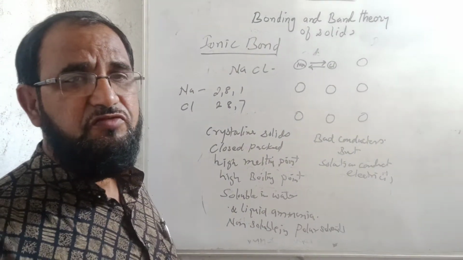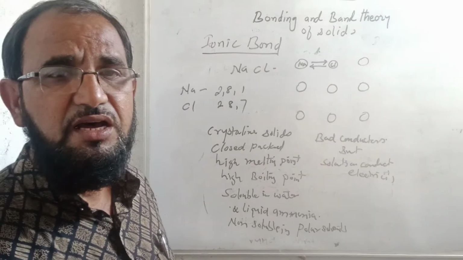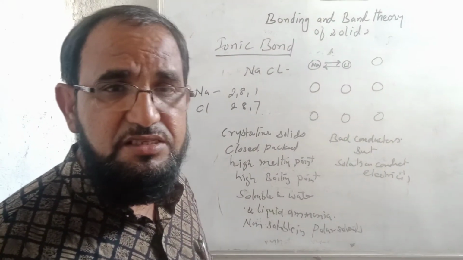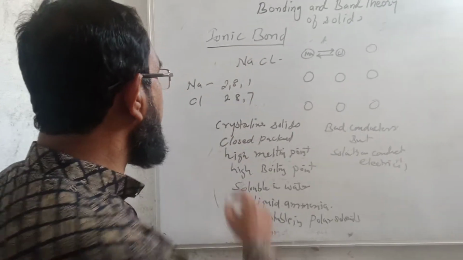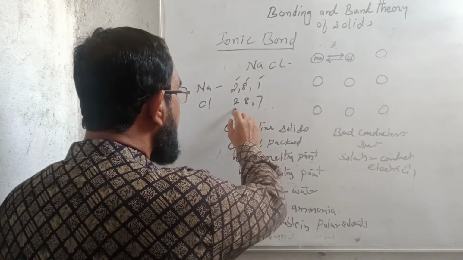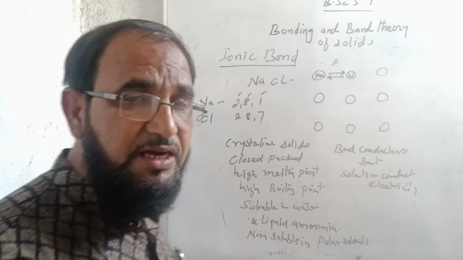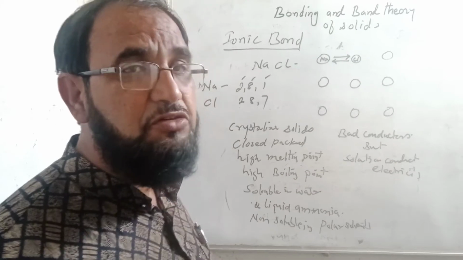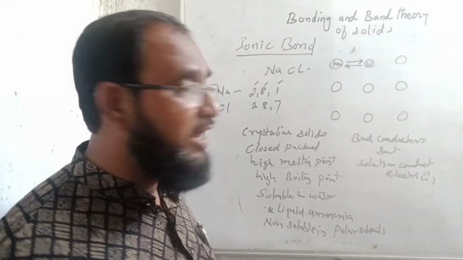Ionic bond means when the electron from one atom gets transferred to another atom. Means actual transfer of the electron takes place in the case of the ionic bond. For example, sodium having the electronic configuration 2, 8, 1 and chlorine having the electronic configuration 2, 8, 7, the sodium will transfer one electron to the chlorine atom. So chlorine atom will get one electron and sodium will lose one electron. Such type of bond is called the ionic bond.